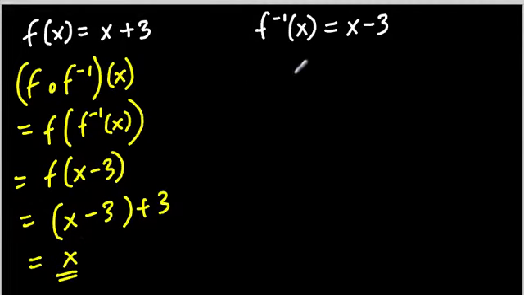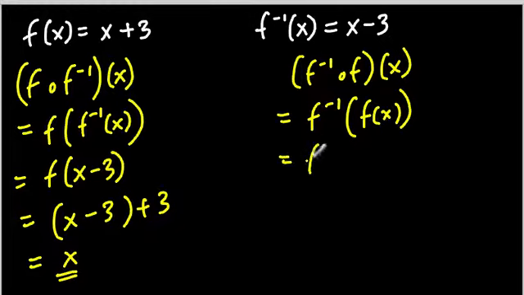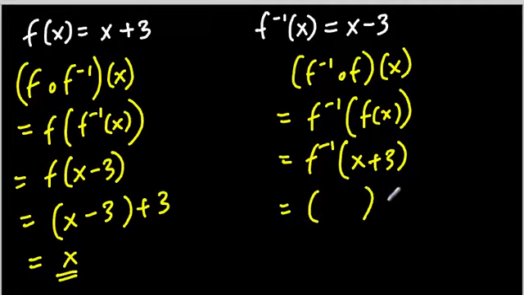Let's do the opposite. Let's do f inverse of f of x and see what that is equal to. So f inverse of x plus 3. I'm going to take this x plus 3 and plug it into the f inverse function. So it's something minus 3, and that's equal to x plus 3. So plus 3 minus 3, I'm just left with x, and there we go.